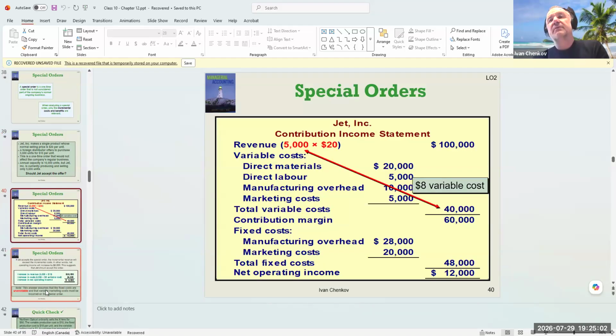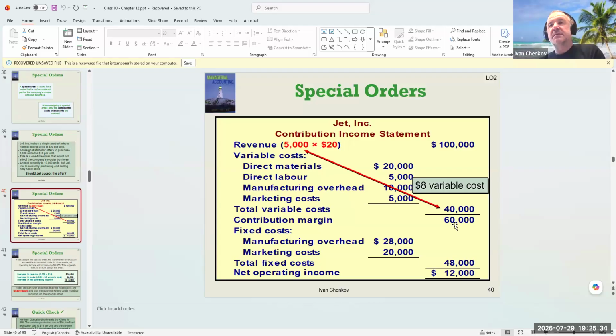First, we have to get some information. And what will be our information? Our information is going to be taken from the current financial reports that we prepare. And we're going to see the contribution income statement, which is very helpful in this case. We're going to see that the revenue is 100,000, 5,000 times 20. Direct material, direct labor, manufacturing overhead, marketing costs altogether: total variable cost per one unit, $8 per unit.